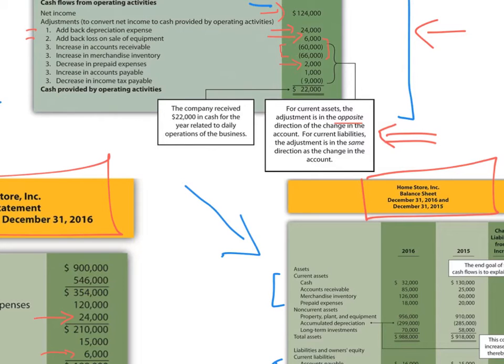And then for current liabilities, back to this box here, the adjustment is in the same direction as the change in the account.